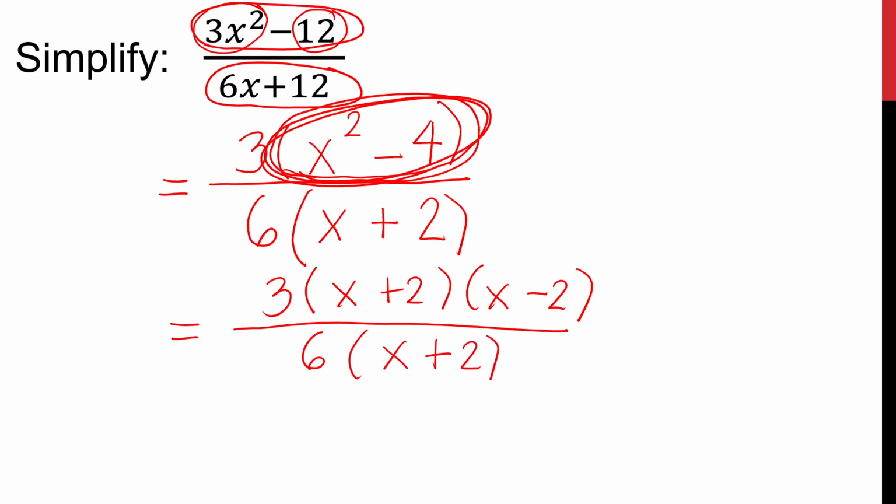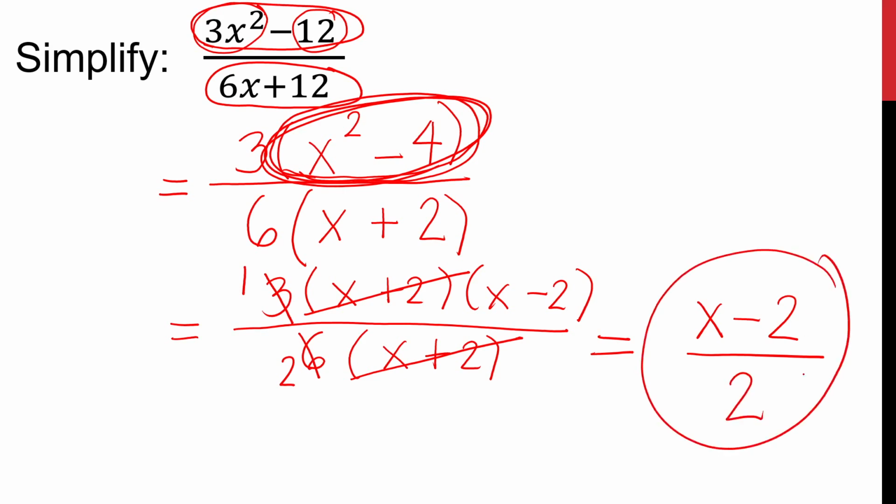Which can we cancel out here, section Glory? X plus 2 and x plus 2. What else? Can 3 and 6 be cancelled? Yes, sir. Cancelling 3 makes it 1, and cancelling 6 makes it 2. What remains in the numerator? Positive 1 times x minus 2. Very good. And the denominator, 2, sir. That is the answer for this example.